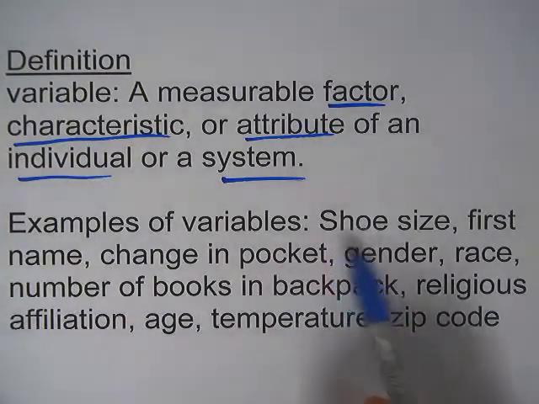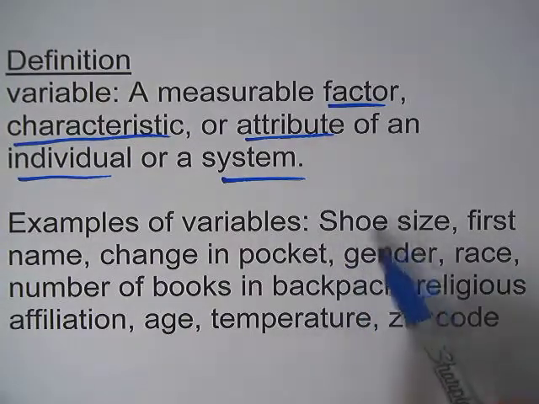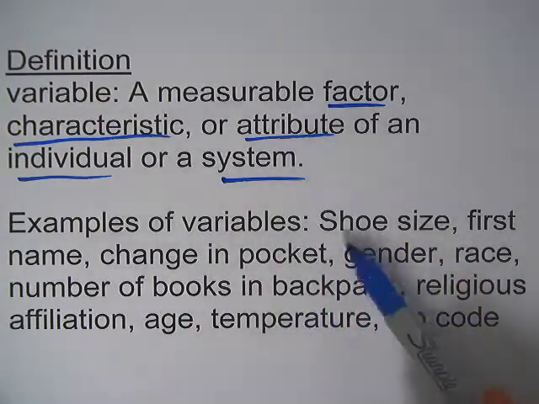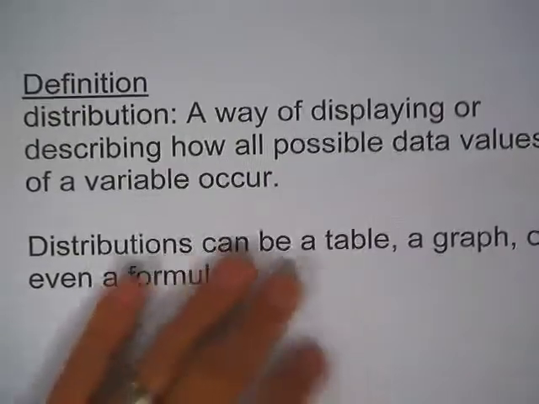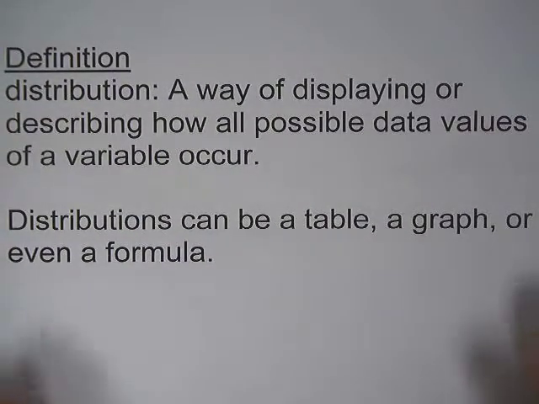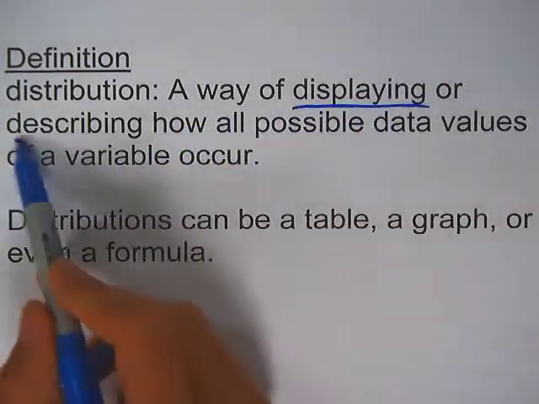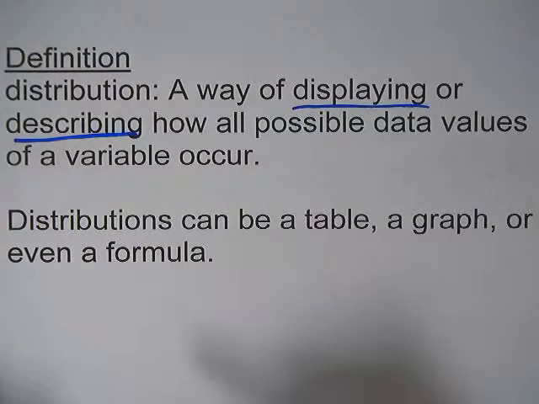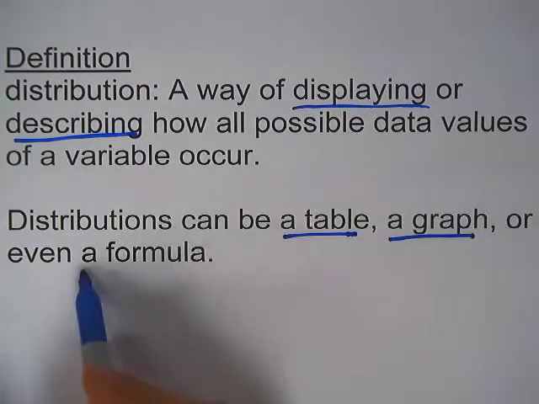If our variable was shoe size and we did a study trying to figure out the average shoe size, we need to collect data from a bunch of individuals, measuring their shoe size. Once we have data, we generally make something called a distribution. A distribution is a way of displaying or describing how all possible data values of a variable occur. Distributions can be a table, a graph, or even a formula.